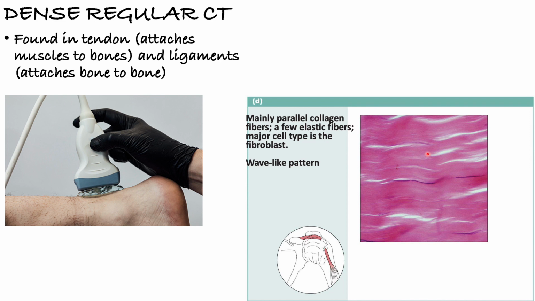So one of the unique features here is you're going to see a wave-like pattern. Like I said, very few elastic fibers because you cannot pull them in different directions. And we're going to see that the major cell type here is going to be fibroblasts.